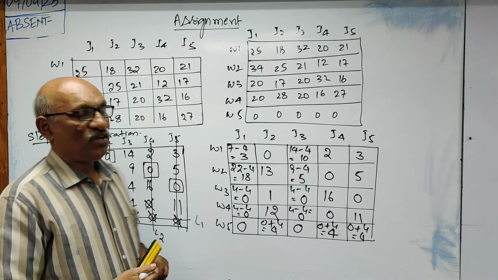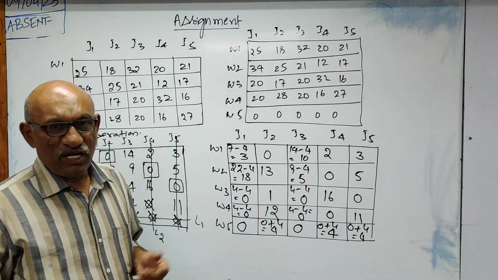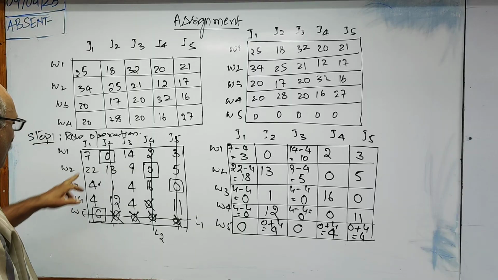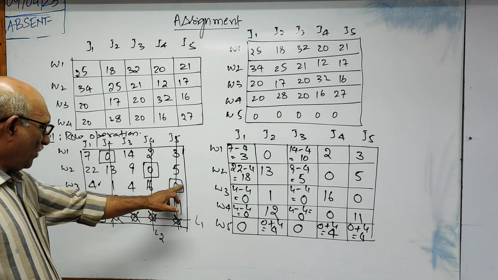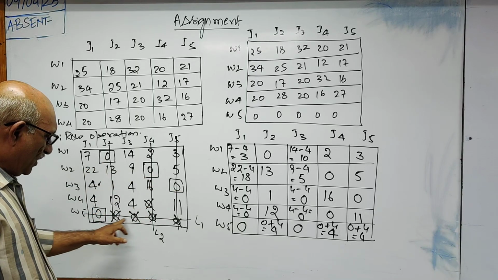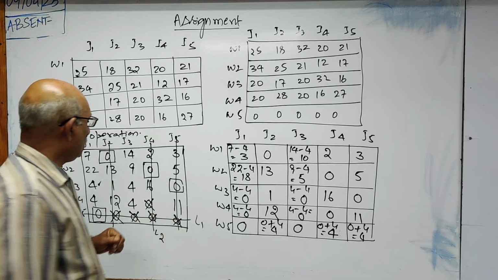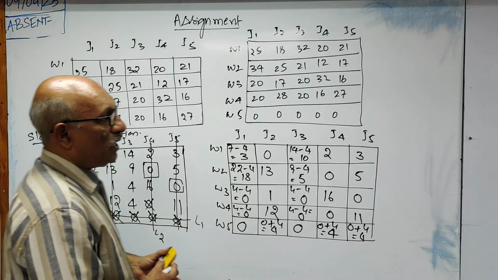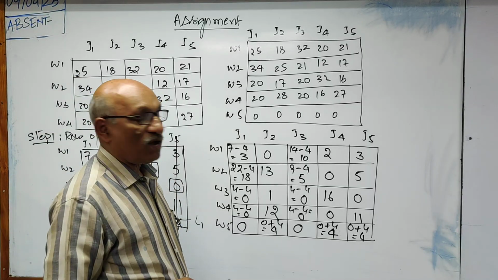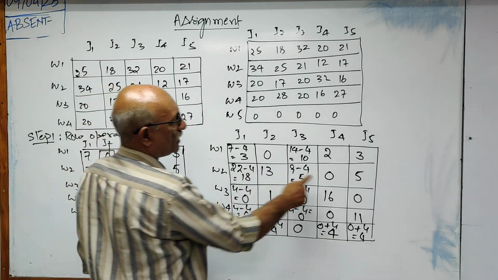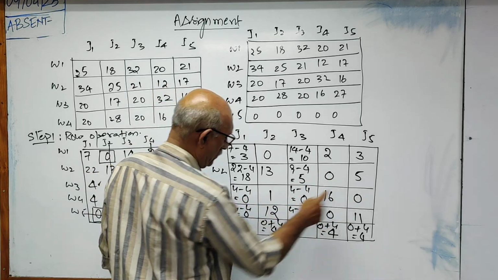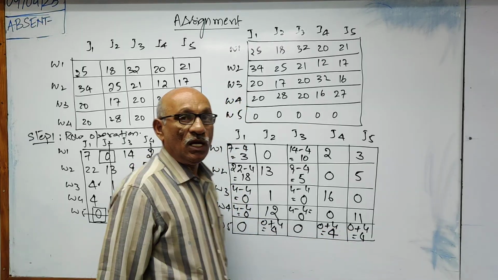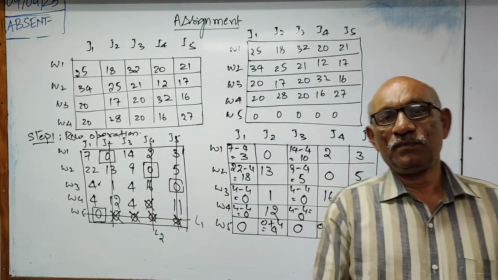This way a new matrix is obtained with some additional zeros. Count the number of zeros before drawing the lines: 1, 2, 3, 4, 5, 6, 7, 8, 9. Now count the number of zeros after drawing the lines: 1, 2, 3, 4, 5, 6, 7, 8, 9, 10. So one additional zero is created.